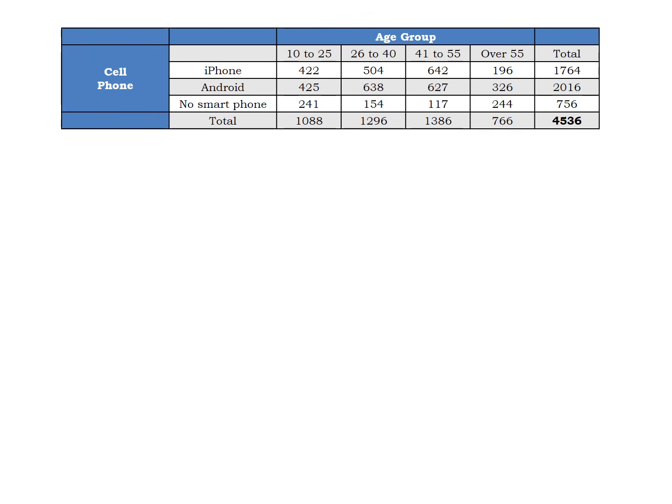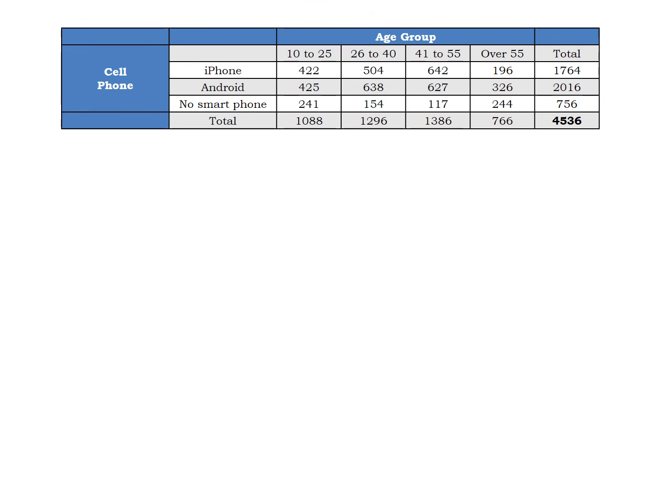Now our columns represent the age group of each person in our survey. So in the first column, there were 1,088 people in the 10 to 25 age group. And then we work our way across. In the very bottom right-hand corner, that is our grand total. That is our sample size. That is our population size in this case, because this information is going to be the population or sample space that we are going to sample from in the next several examples.